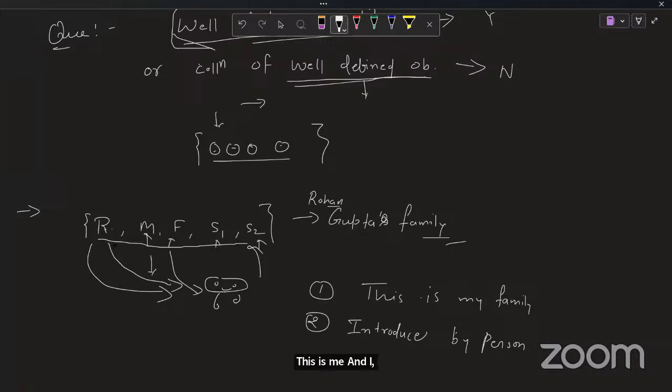In both cases, that set will be the same, that collection will be the same. So we have two ways of representing any kind of set. The first way is to represent it by elements: I write each and every element of that particular set. Or I say that the set follows some kind of rule, because it's a well-defined collection.